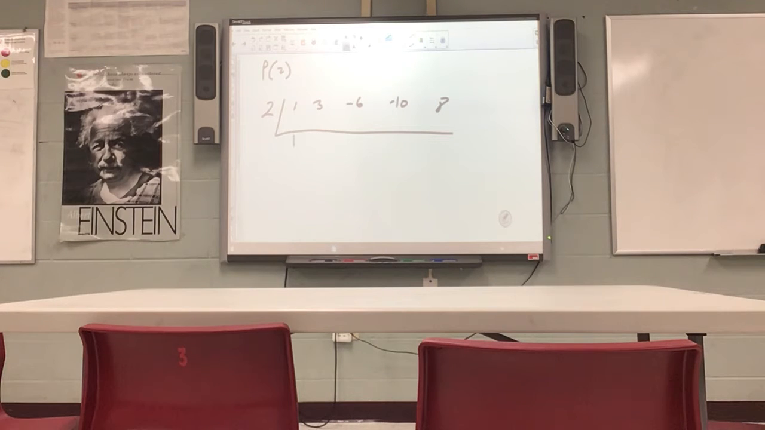So we're going to drop our 1. 1 times 2 is 2. Add. 3 plus 2 is 5. Multiply. 5 times 2 is 10. Add. -6 plus 10 is 4. Multiply. 4 times 2 is 8. Add. -10 plus 8 is -2. Multiply. -2 times 2 is -4. Add 8 and negative 4 is 4. So that would be our answer. So P of 2 would equal 4, which was choice C, as in cowabunga.